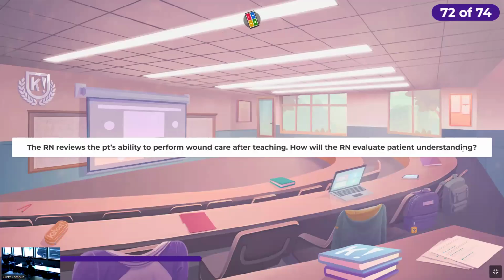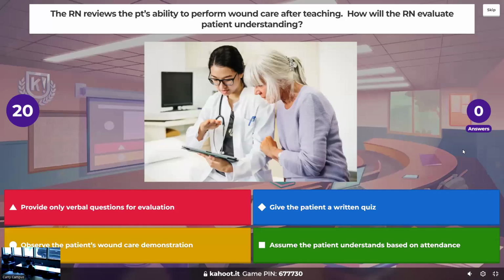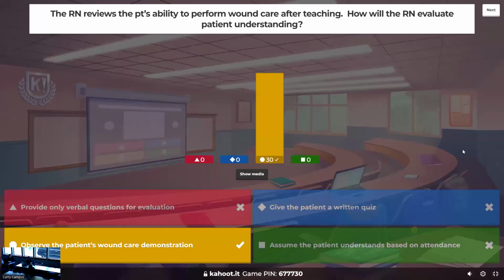The RN reviews the patient's ability to perform wound care after teaching. How will the RN evaluate the patient's understanding? And the yellow is observe the patient's wound care demonstration. All right. Observe the patient's wound care demonstration. Good. Because how are we going to know if they can perform that task if we don't see that?